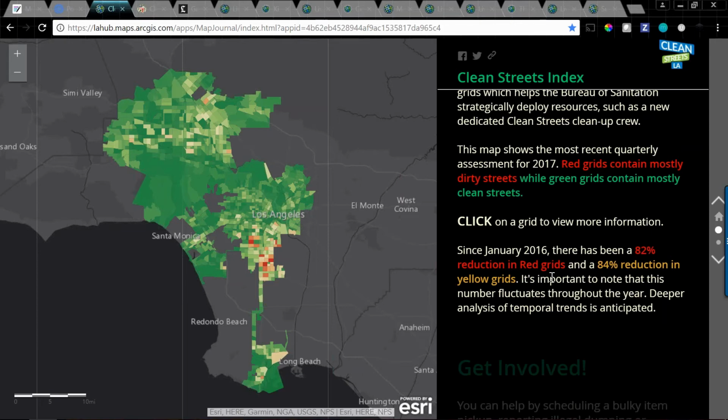LA is really getting ahead of the story. They are showing how they're improving the streets. Before, the city relied on individual citizens using 311 phone calls and emails, reporting dirty streets. Now the city is taking a proactive approach and saying, listen, we know where all the dirty streets are. The goal that Mayor Eric Garcetti has set is that by the end of 2018, there will be no red grids in LA. So that's a pretty amazing story.